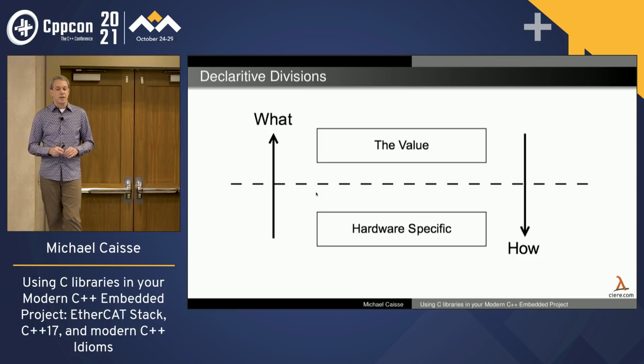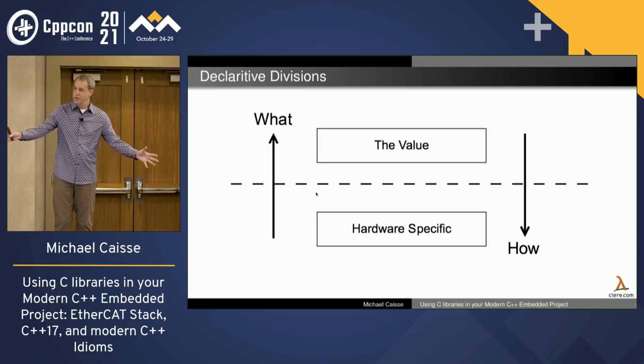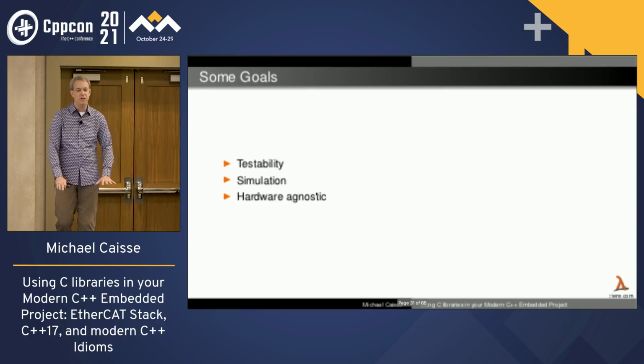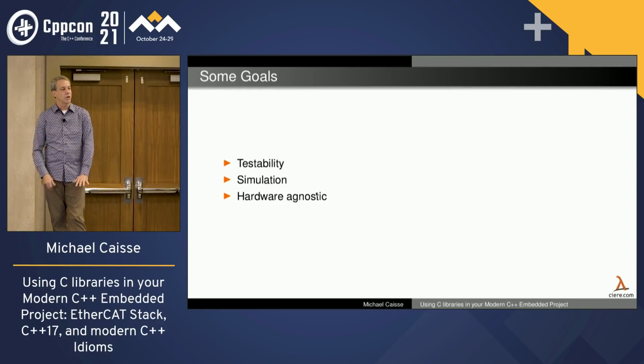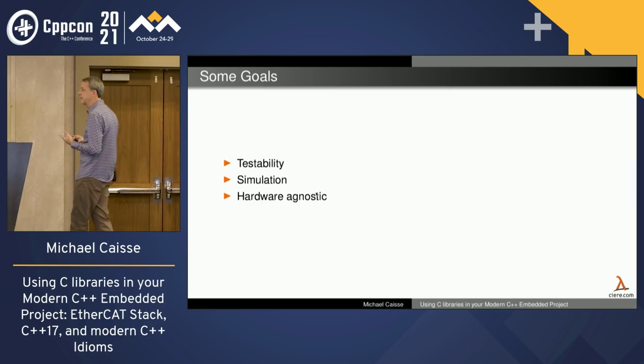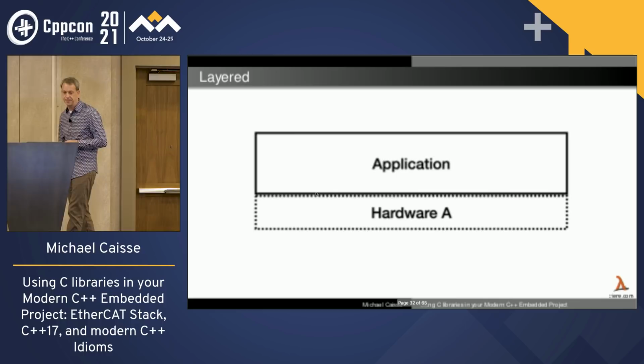So hardware-specific junk for vendor-purchased things is just hows, right? And we would like to push that down as far as we can in these divisions. Our goals in doing this is we want testability. We want the ability to simulate so that we don't always have to be running on hardware. We can test our logic and make sure that our stuff is performing properly. And we want things to be more hardware agnostic.